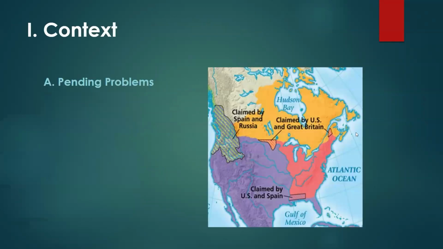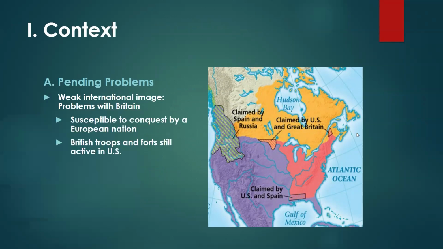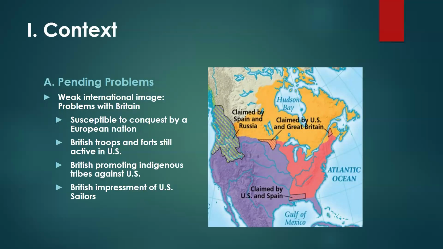So we got to understand that coming into this new republic created by the U.S. Constitution, the U.S. still had several problems pending from their days under the Articles of Confederation. So, for example, they had a weak international image, and this was making them seem very weak and therefore making them susceptible to conquest by other European nations.